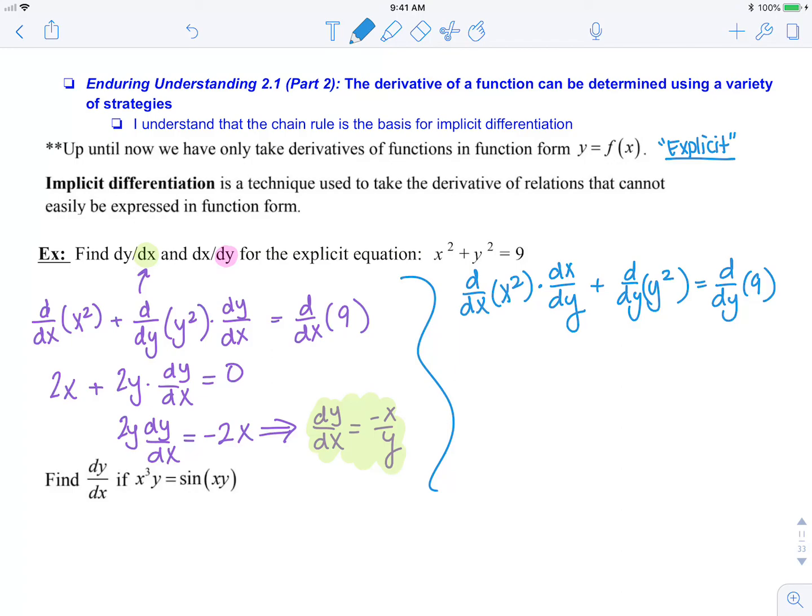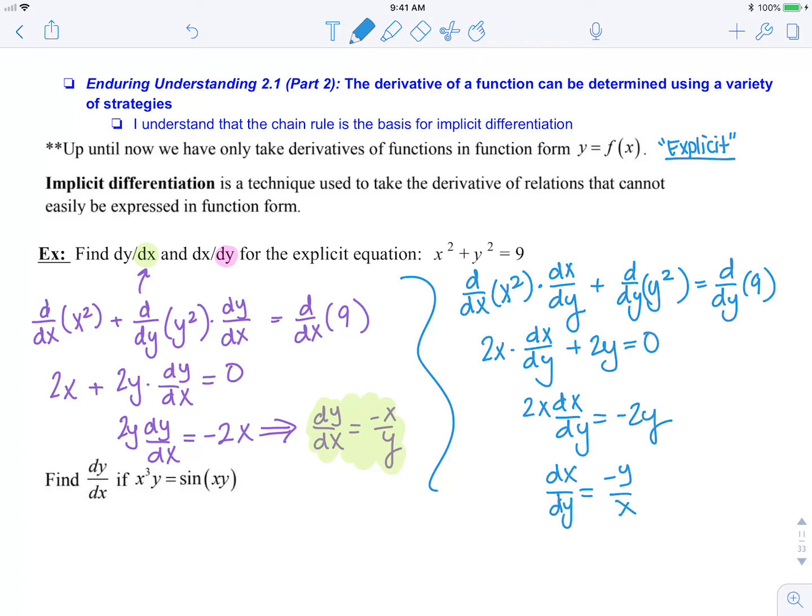So the derivative with respect to x of x squared is 2x multiplied by the chain rule dx/dy, plus the derivative with respect to y of y squared, which is 2y, equals 0. So now I can isolate dx/dy. 2x dx/dy equals negative 2y. So dx/dy equals negative y over x, which is true. It's the reciprocal of what we just found in the first part.